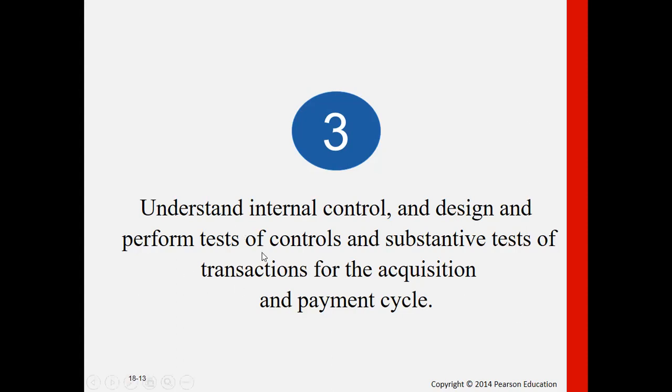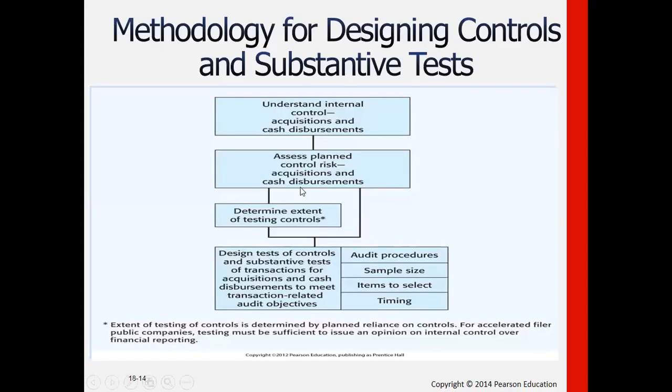Okay, tests of controls would be testing those particular internal controls present, while STOT would now be on the transactions. But we focus on the AP cycle, acquisition and payment cycle. Then we have a review of this one, the methodology for designing controls and substantive tests. First, we have to obtain understanding of internal controls involved in the acquisitions and cash disbursements. Then we assess the planned control risk. So how risky the company is in terms of failure of the internal controls present related to acquisitions and cash disbursements existing or present in the business.